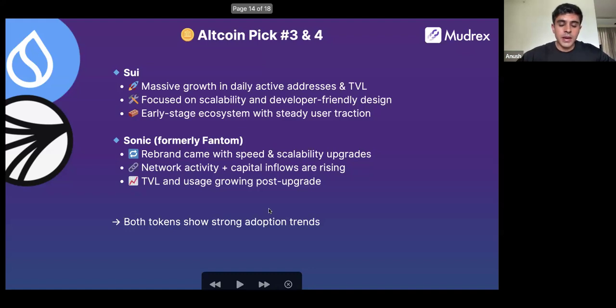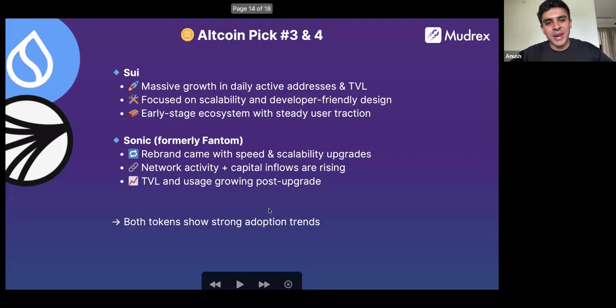These are my picks. Now, just like Solana, there are two other tokens that I have been DCAing into: Sui and Sonic, which, for some of you, you might remember as Phantom. Both of these chains have been showing insane on-chain growth lately. And I'm not just saying that casually. I'm talking about serious jumps in daily active addresses and total value locked. In fact, these are two projects that I've started to do a weekly SIP into, building up a small position bit by bit every week.